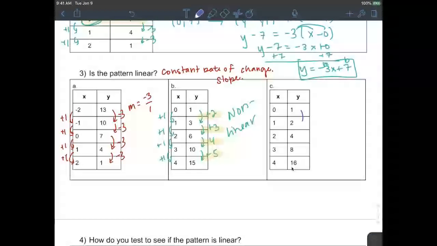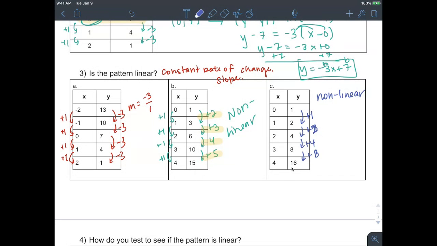Last one. I'm adding 1, adding 2, whoops, adding 4, adding 8. Well, I noticed another pattern. This is not linear because we're not adding the same amount every time. This is non-linear. We see another pattern here. All the y values are changing by times 2. 2 times 2 is 4. 4 times 2 is 8. 8 times 2 is 16. This is exponential. And this is our only linear pattern.